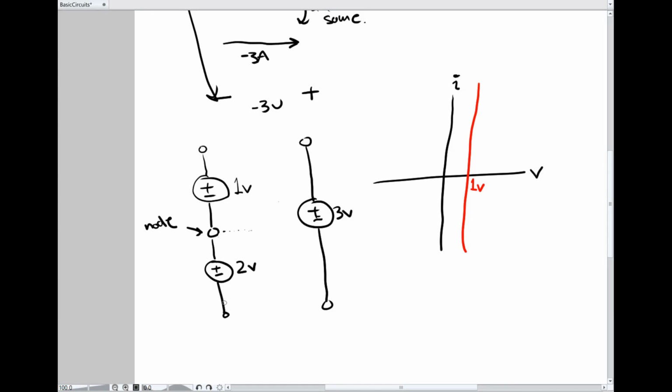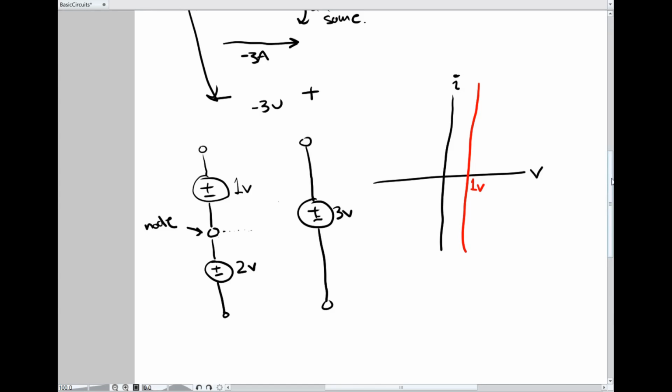And I still know nothing about the current going through this. I have to solve the rest of the circuit. So these combine and make something that behaves equivalent to an independent voltage source that's sourcing 3 volts. My point is, if you connect two independent voltage sources in series, it acts with the same behavior. It's equivalent in behavior to an independent voltage source which is sourcing the sum of those voltages. So independent voltage sources in series add.